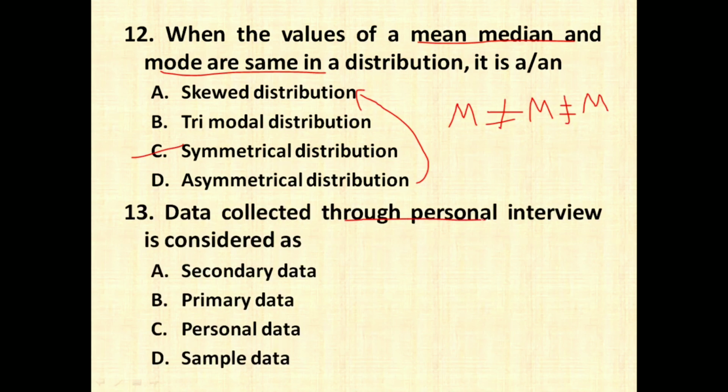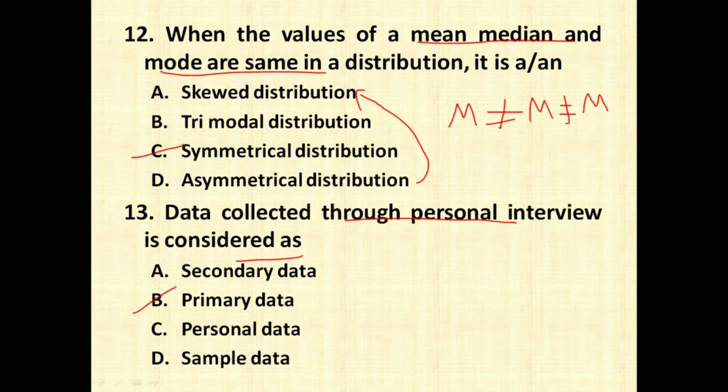Data collected through personal interview is considered as, so it is always considered as option number B, primary data, which is collected first hand or first time by the collector. It may be in the form of personal interview, or schedules, questionnaires, observation method or experiment, etc.